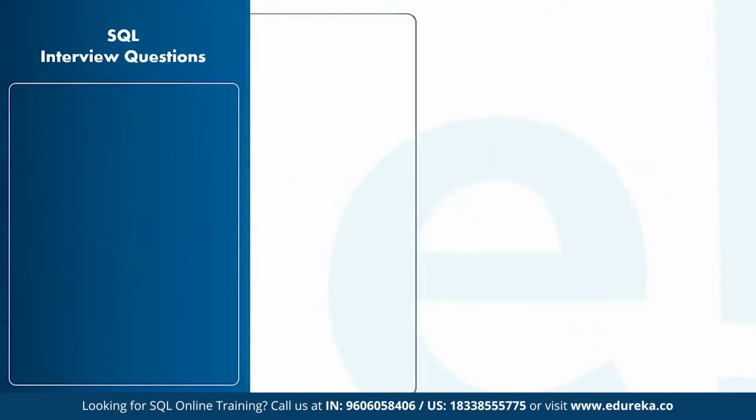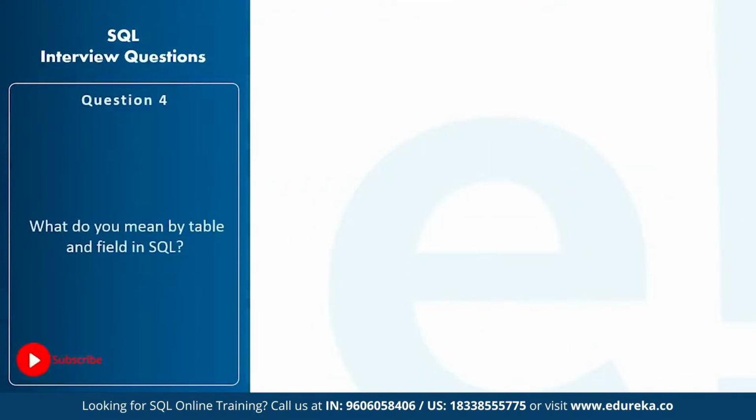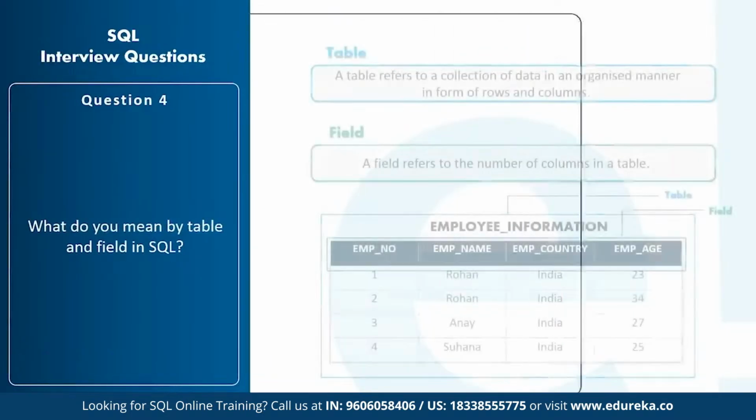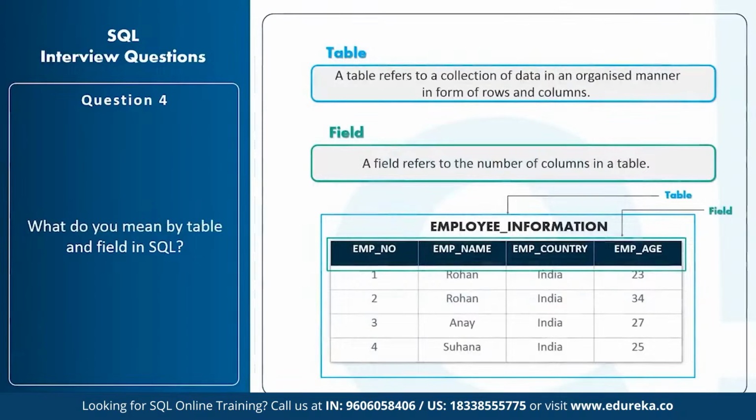So now moving on to our next question, that is, what do you mean by a table and a field in SQL? The answer to this question is quite simple. A table basically refers to a collection of data in an organized manner in the form of rows and columns, and a field refers to the number of columns in the table.